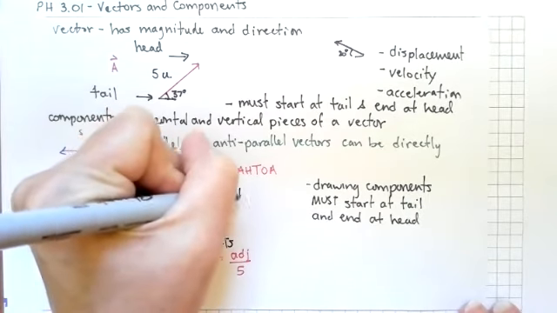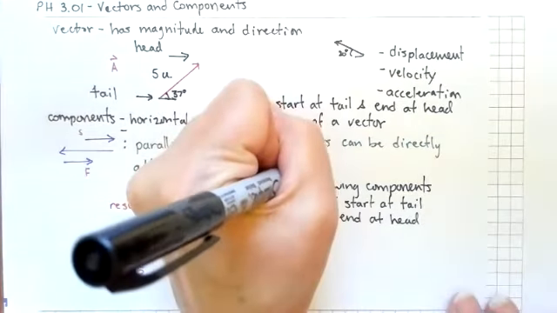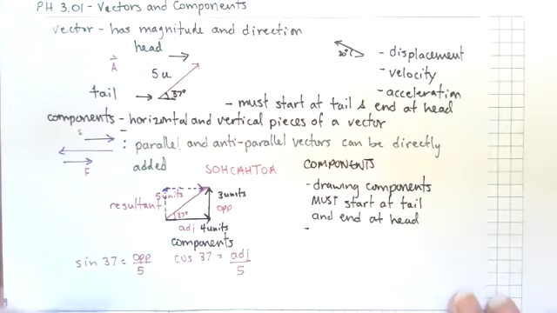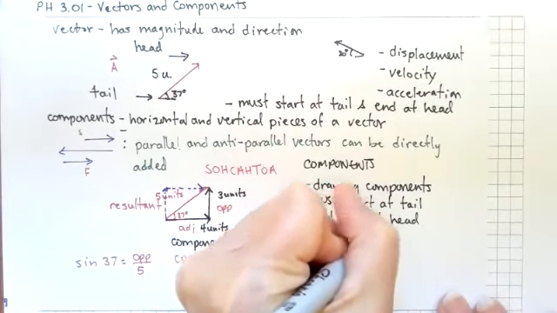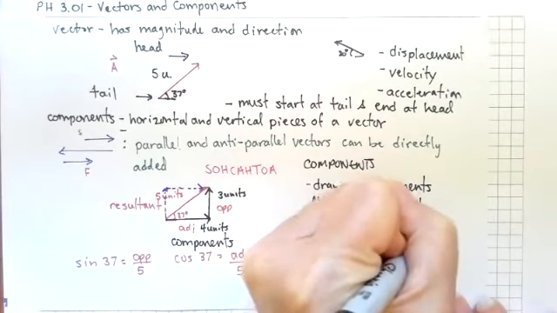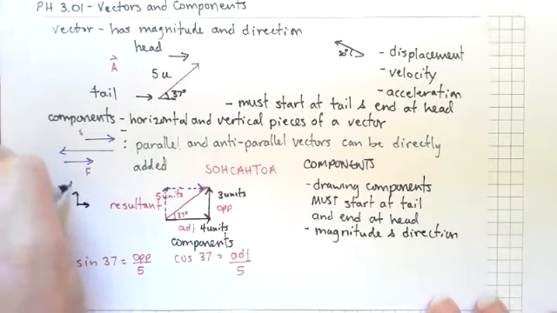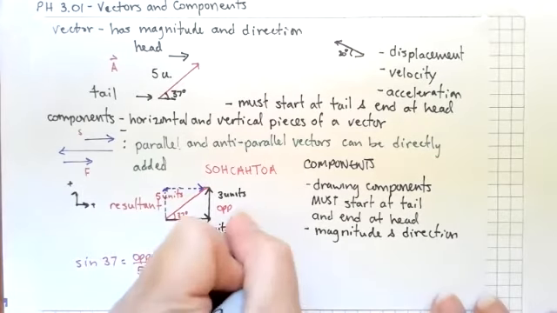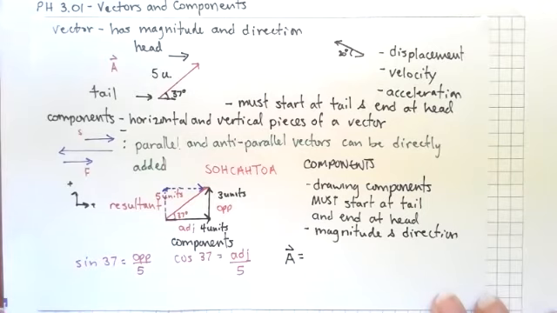Even components must have a magnitude and direction. So what we do for components is, I didn't give myself a coordinate system to start with, but let's say this is positive and that's positive. So I could write vector A a couple of different ways.